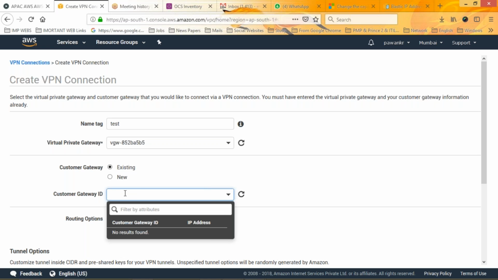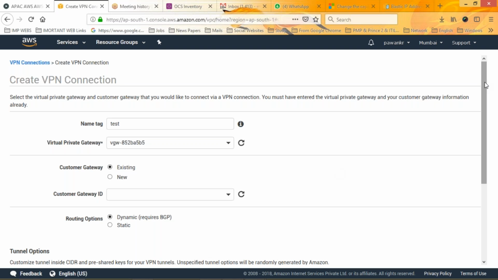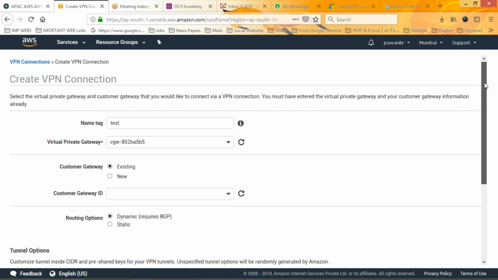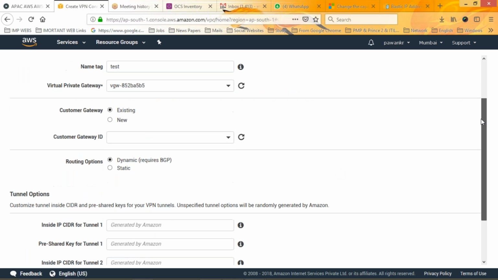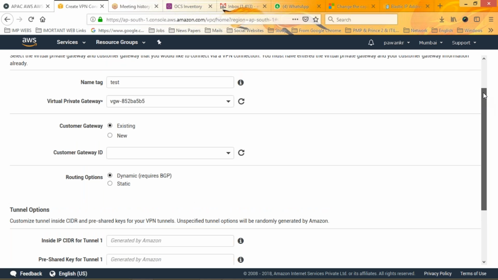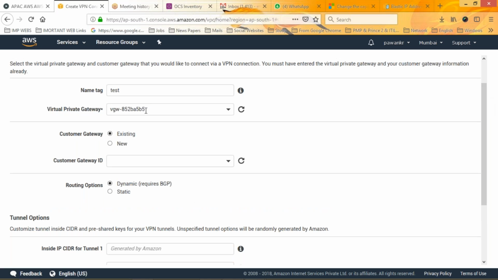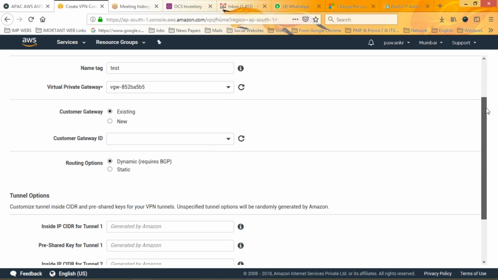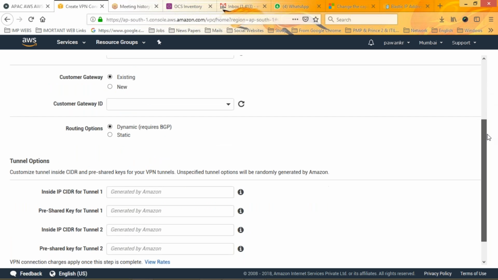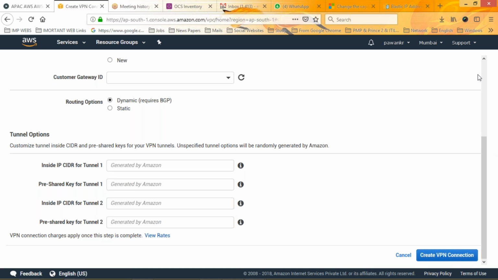So this virtual private gateway was previously created in your account? Pardon? That virtual private gateway which you have just clicked, like VGW-852B, that was previously created, right? Yes, it is previously created. Okay, so when we are doing a new one, we have to create this one. Yes.